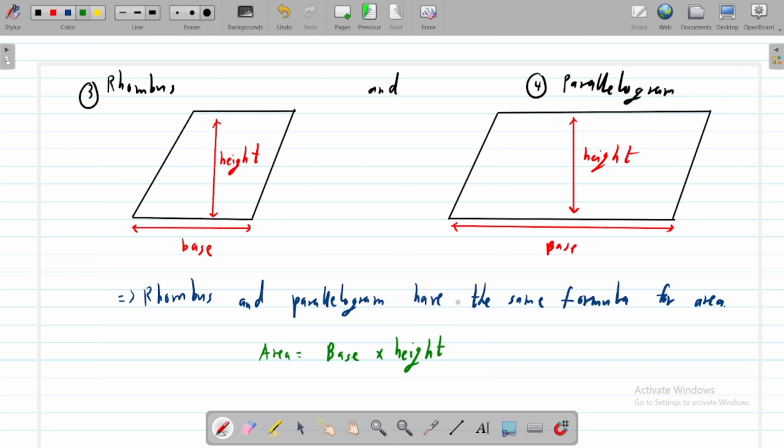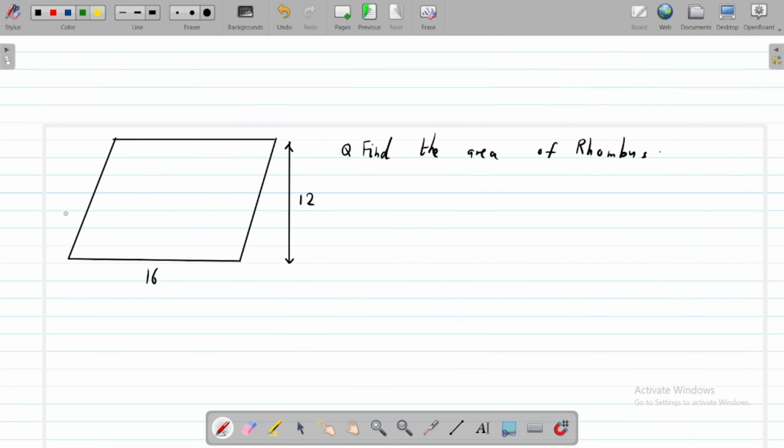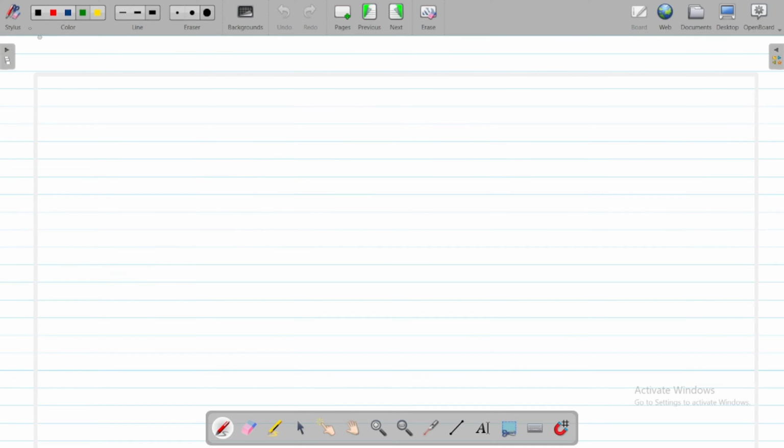Let's say if you want the question to understand this a bit better. Okay, now we've been given another question where they say find the area of a rhombus, where the base is 16, height is 12. Simple enough. Base into height, that will give me 16 into 12. Simple as that. I will get 192 as my answer.